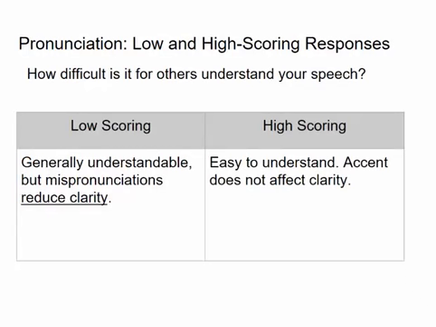A high scoring speaker will be easy to understand, and their accent really doesn't impact the ability to understand that person. So what can you do if you're in the lower scoring range, if you have mispronunciations and other pronunciation problems that make it difficult for people to understand you? Well, a couple of things.